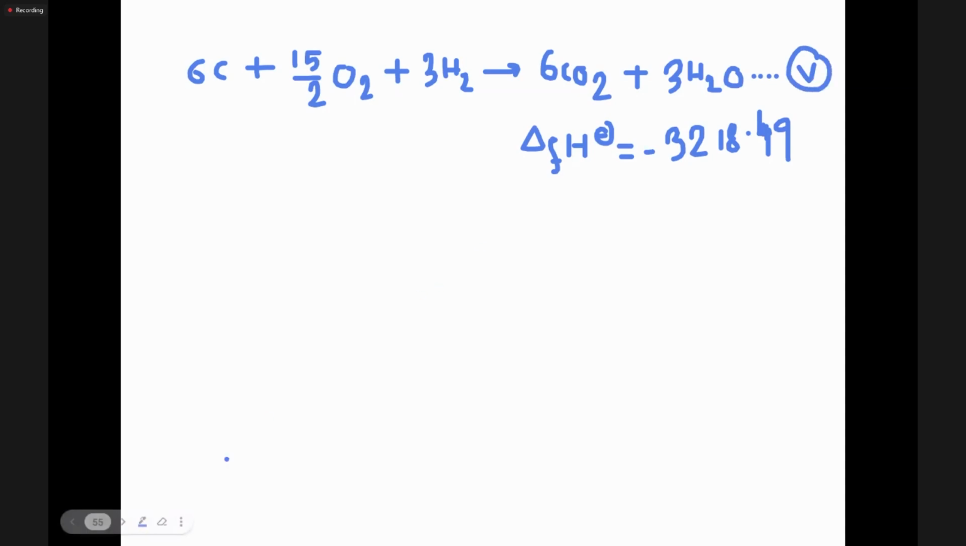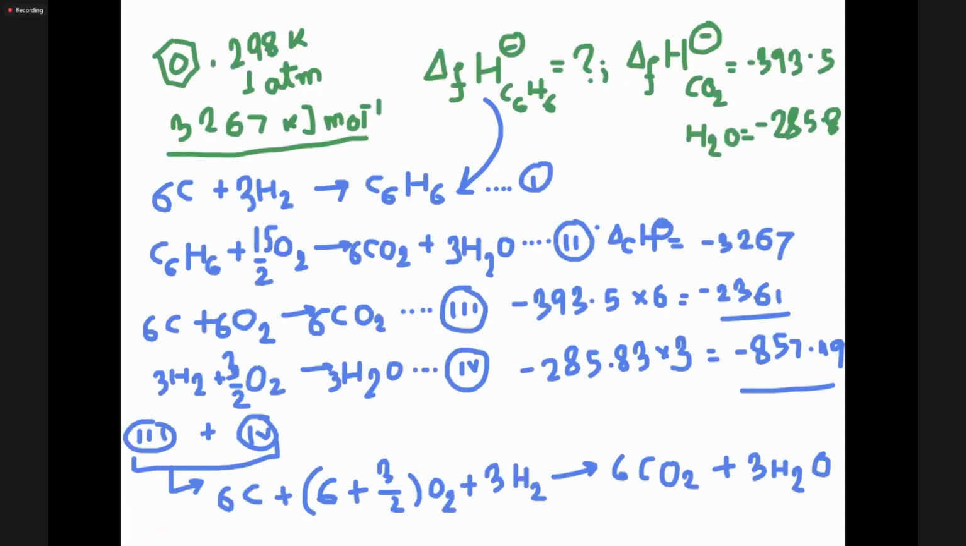Now we have to go to the second equation. Here you see we have the second equation. In the second equation, we had all these parameters: benzene, 15 by 2 O2, 6 CO2 and 3 H2O, and the value of the combustion heat was minus 3267. As we have learned from the law of constant heat summation, if we reverse the equation, the delta H value will just be the positive one. So now we will simply reverse this equation, that is 6CO2 plus 3H2O producing C6H6 plus 15 by 2 O2.